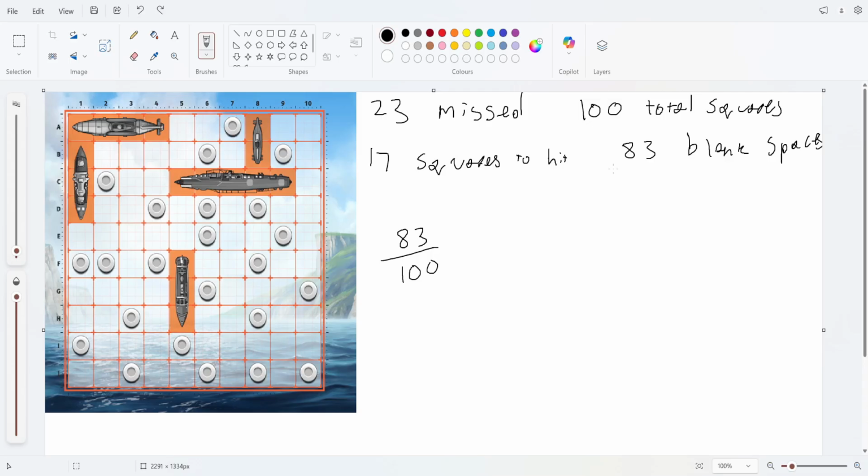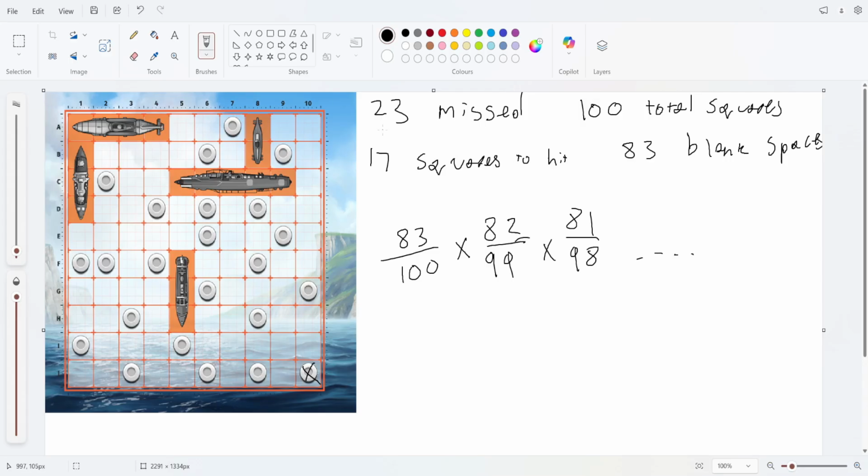Hopefully that's fairly straightforward. So then missing two shots in a row is going to be this multiplied by 82 over 99, because say it was this shot that I hit, for example, then with the rest of the space, there's only going to be 99 other squares to hit, and 82 of those will be blank spaces. So if I keep on going like this, it's going to be times 81 over 98, and so on.